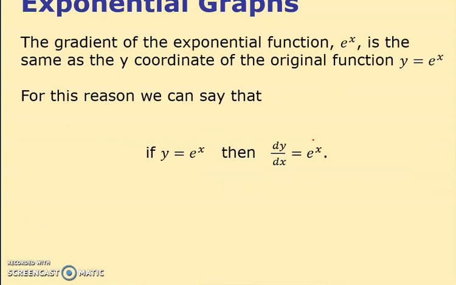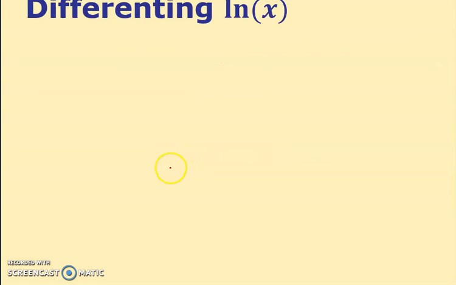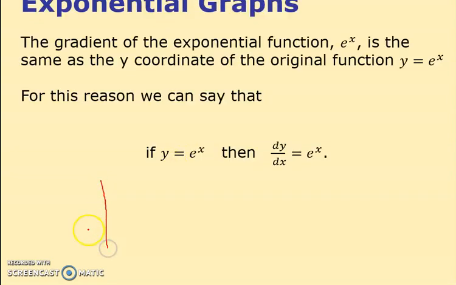Exponential graphs have also got their own little quirk, and this is the great thing about them: the gradient of an exponential function is the same as the gradient of the original function. So if I start with y equals e to the x, this is the graph of y equals e to the x. Now you can see the gradient of this graph is quite little. So if I was to try to find, a bit like I did with the sine and cos, it'd be quite little over here. So the gradient of this is quite low. You can see it's there it is.